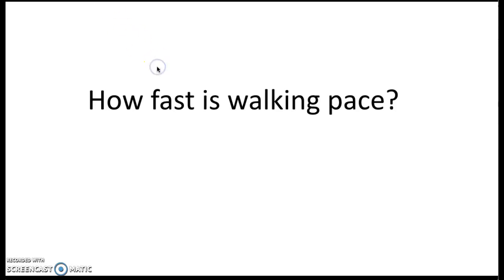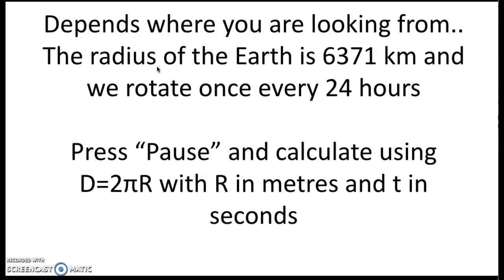Because the Earth is actually rotating, say if you're on the equator of the Earth and you're walking at 2 meters per second, the radius of the Earth is 6,371 kilometers, and it goes around once every 24 hours. So really, somebody on the equator is actually going around a very large circle, as you're going to find out quite quickly. Just press the pause button on the video, and then get your calculator out and calculate d equals 2 pi r for the distance that you travel, and use t in seconds and do speed as distance over time. Okay, so just do that at the moment, and then we'll move on to the next slide.